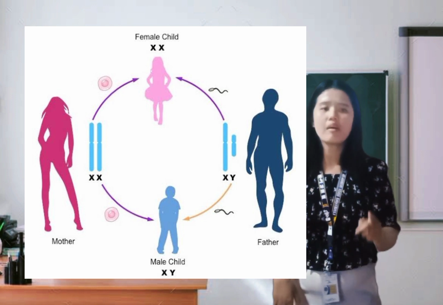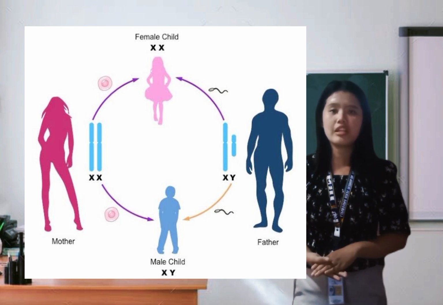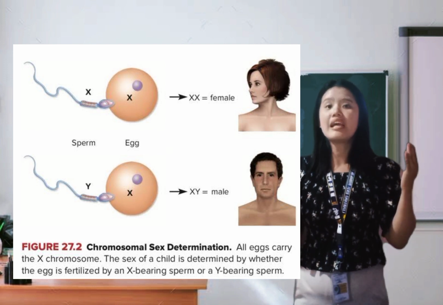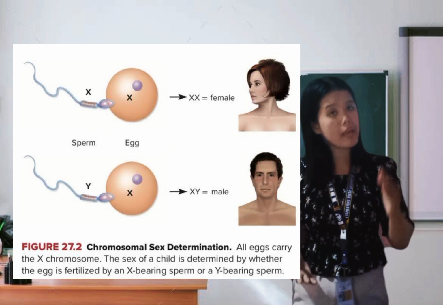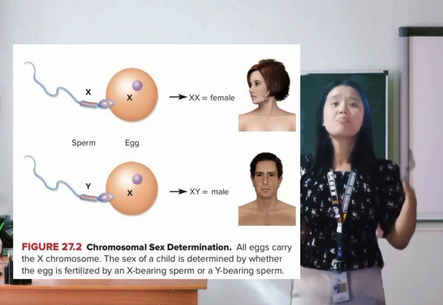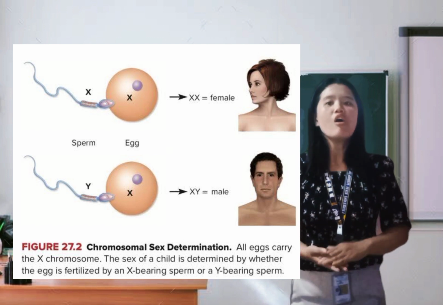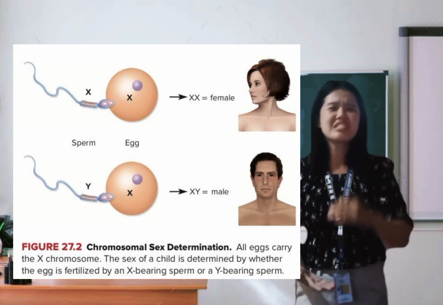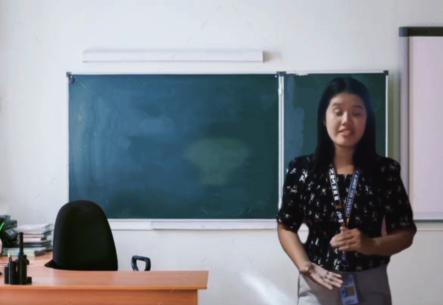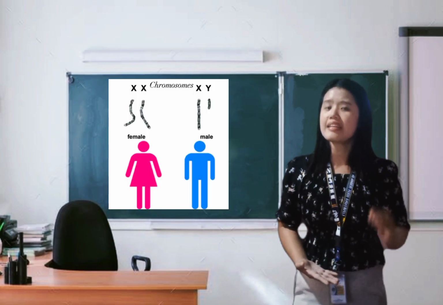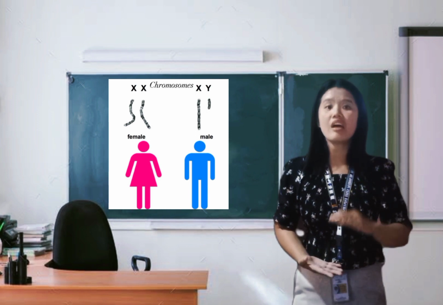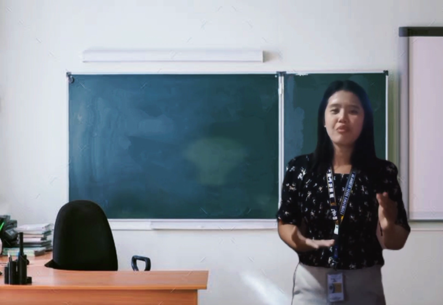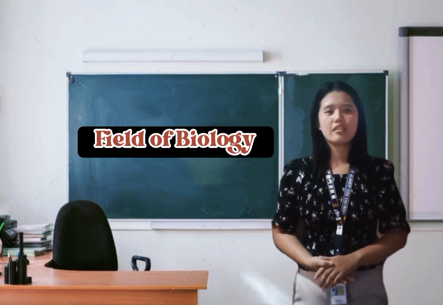The determination of sex begins as early as fertilization. If the sperm carrying an X chromosome fertilizes the egg, the resulting offspring will be female. On the other hand, if the sperm carrying a Y chromosome fertilizes the egg, the resulting offspring will be male. Although sex is thought to be a simple concept, there are instances where XX and XY chromosomes are not sufficient to fully explain it. To gain a better understanding of this, let's revisit the field of biology.